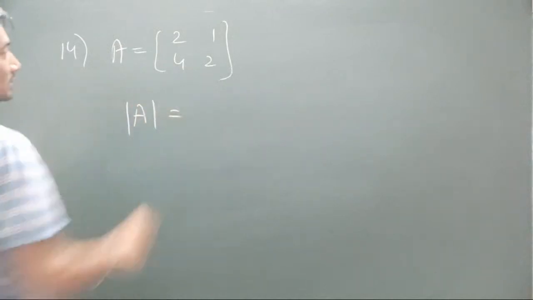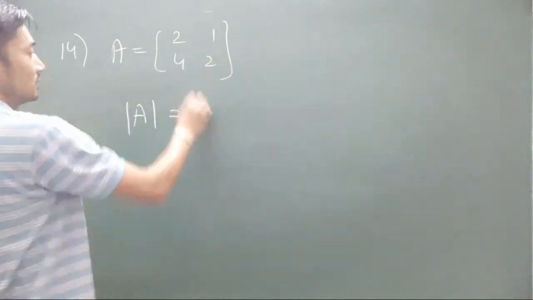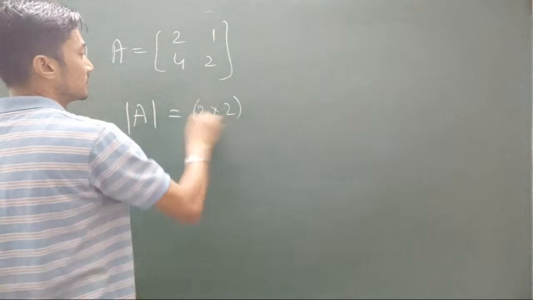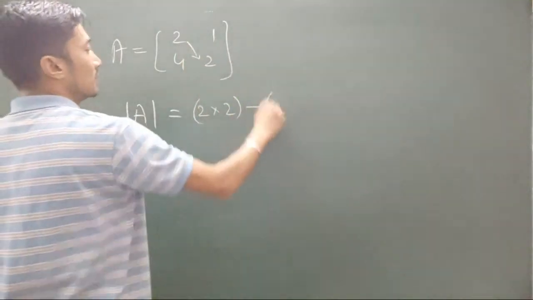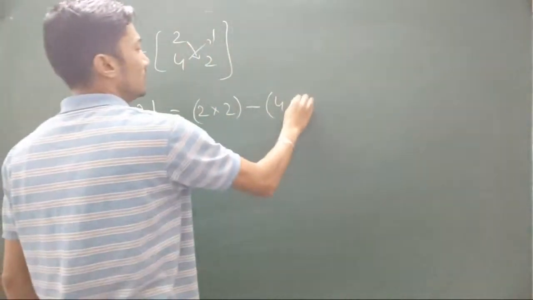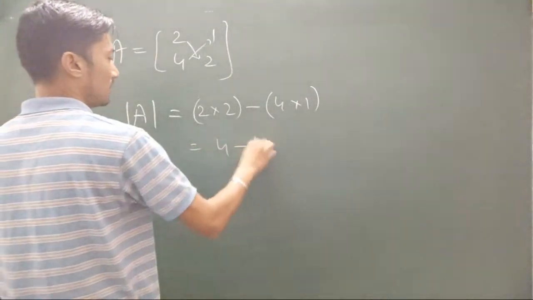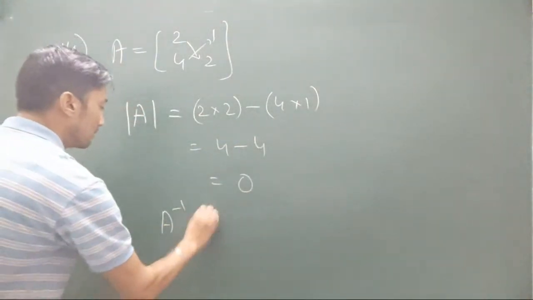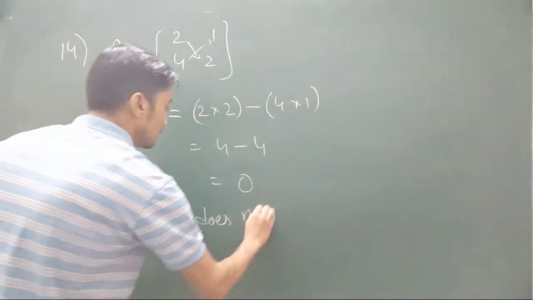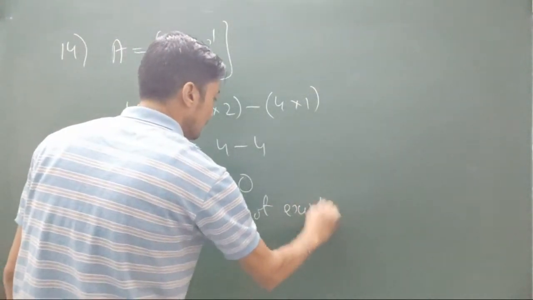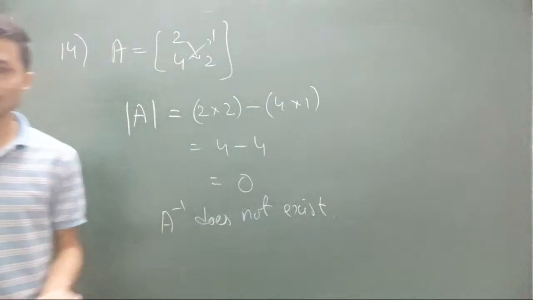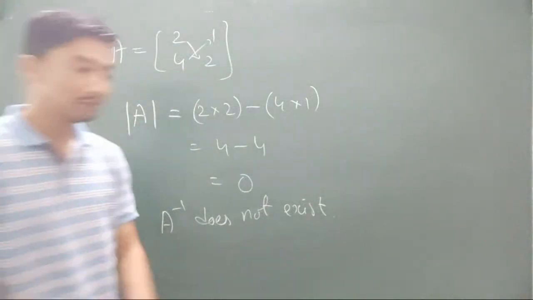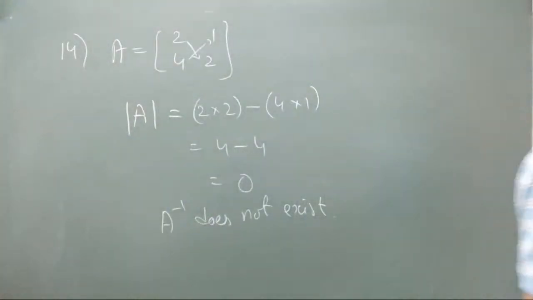If I go for this determinant, 2 into 2 minus 4 into 1, so it's like 4 minus 4, you see, 0. So A inverse does not exist. So for a 2 by 2 matrix, it's very easy. Of course, we can easily predict also, because we can just cross multiply and check also.